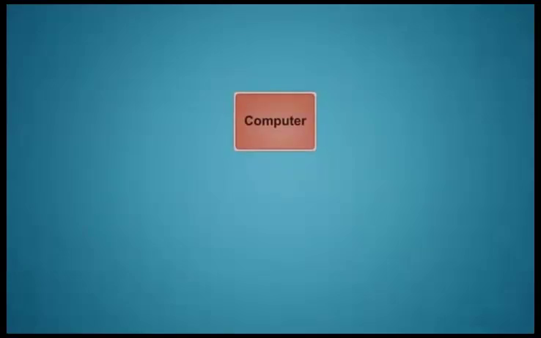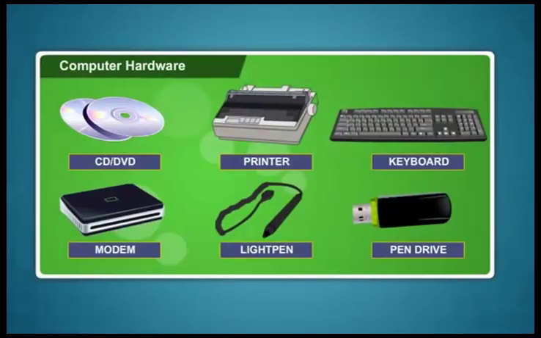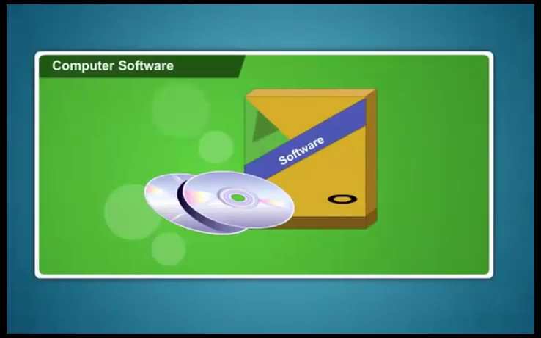A computer is divided into two parts, hardware and software. The computer and all the equipment connected to it are called hardware. Software is the set of instructions that the computer follows in performing a task.